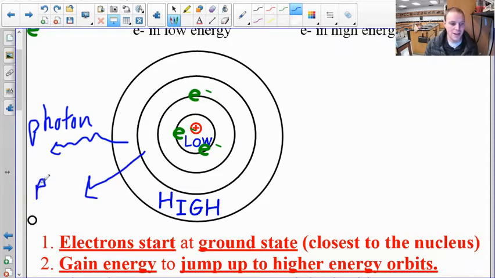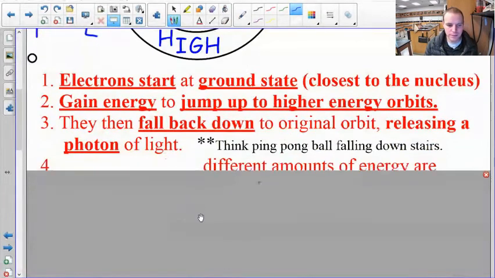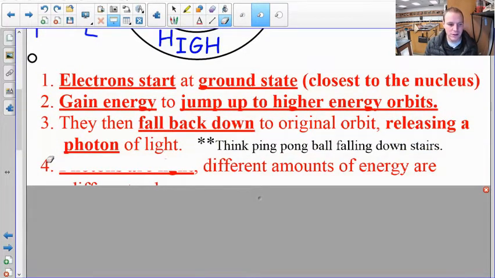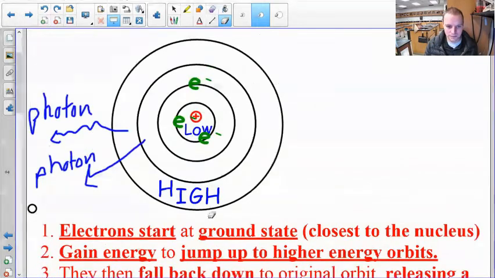So a photon is basically a small little packet of energy in the form of light. And so photons are light, that's what they are, and the different amounts of energy are different colors. So for example, if the electron fell from here straight down to here, that would give off a lot of energy, and that'd be one color of light.